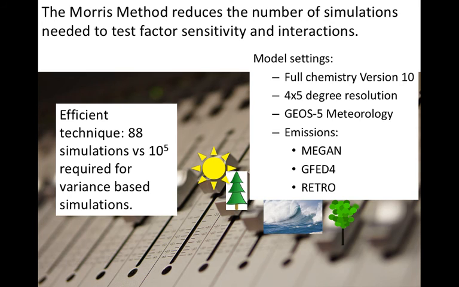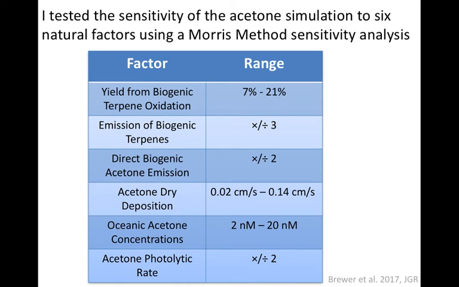I was looking at 6 natural factors in the global acetone simulation. The yield of acetone from terpene oxidation, the emission of the biogenic terpenes from MEGAN, the direct acetone emissions from MEGAN, the acetone dry deposition, which is prescribed as a single value in the model, the oceanic acetone concentrations, which are also a single value in the model, and the acetone photolytic rate. And you can see all of the uncertainties I've assigned to these based on the literature. We can also talk more about that.